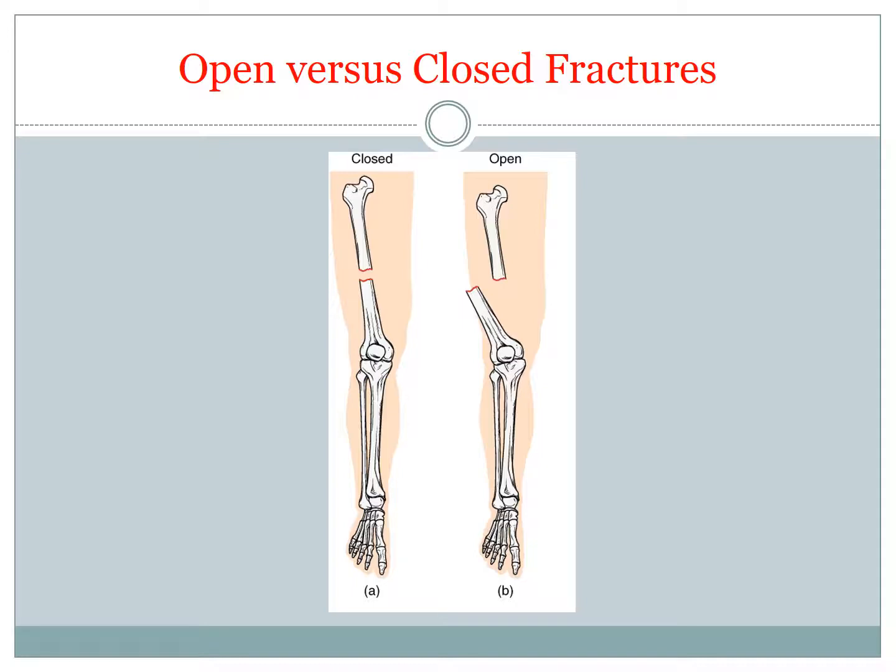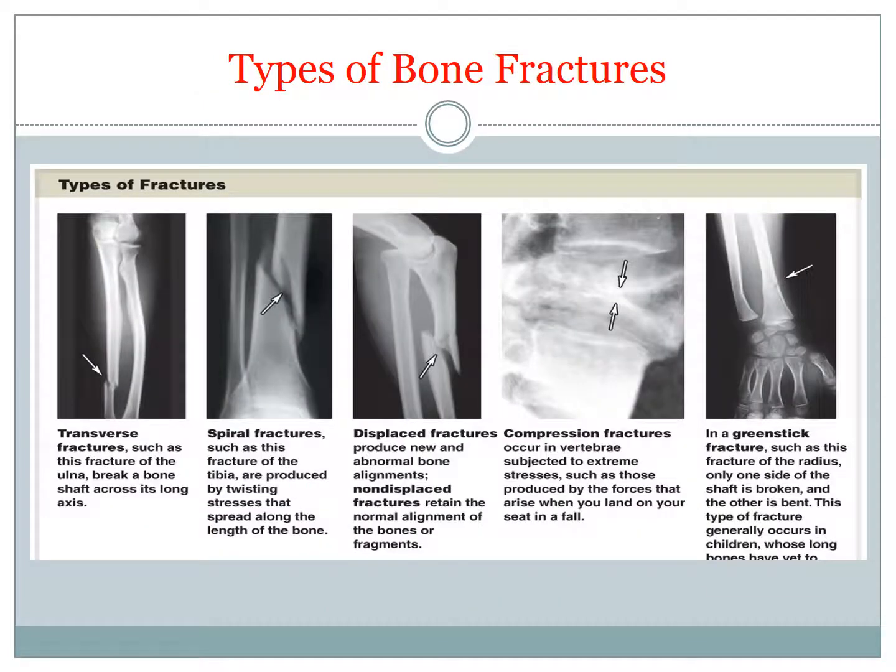And here you can see examples of open versus closed fractures. Different types of fractures are shown here. There are some common fractures that can be observed in a medical setting, such as a spiral fracture, where there is a break as a result of excessive twisting of the bone. A greenstick fracture is also noted here, which is common in children, and that is when the bone breaks incompletely.